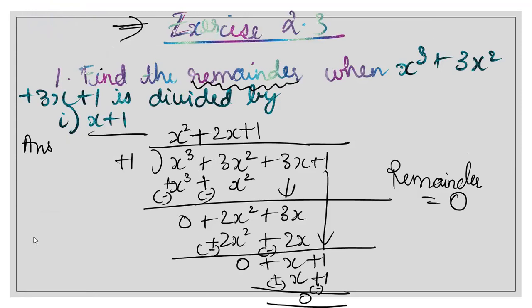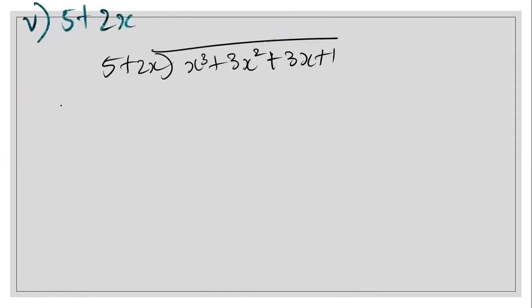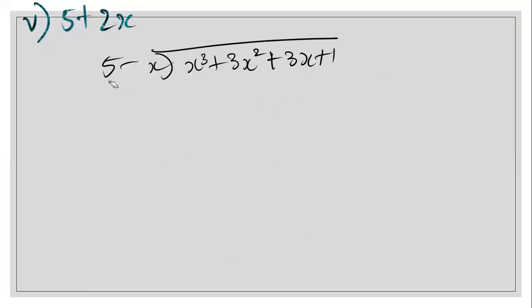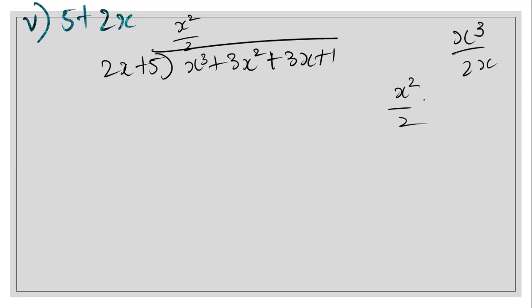That means we need to bring it to our standard form. So this won't be 5 plus 2x. It will be 2x plus 5. See, if I write 5 plus 2x as 2x plus 5, is it going to make any difference? Absolutely not, right? So that's what we are going to be doing. So 2x plus 5. So x cube divided by 2x will give you x square by 2, correct? I will write each and every one of these steps here.